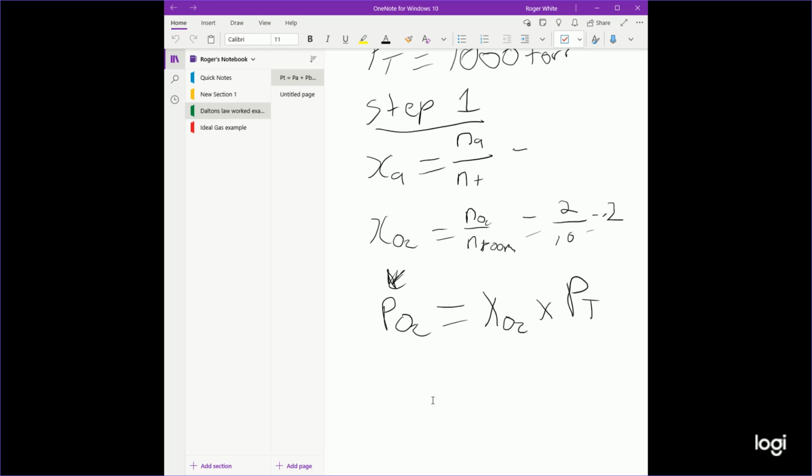Now have a think about it. We don't know what the partial pressure of oxygen is at the moment. What do we know? We know what the mole fraction is. It was about 0.2 that we found earlier. So mole fraction is 0.2. What was our pressure total? 1000 torr. So pressure of O2 was 0.2 times 1000? 200.